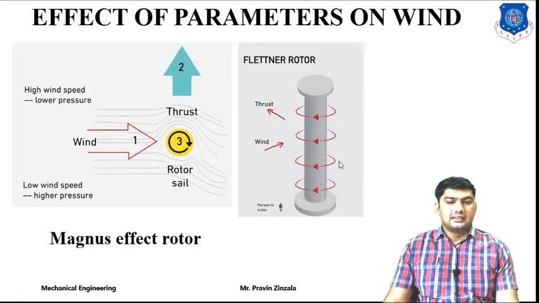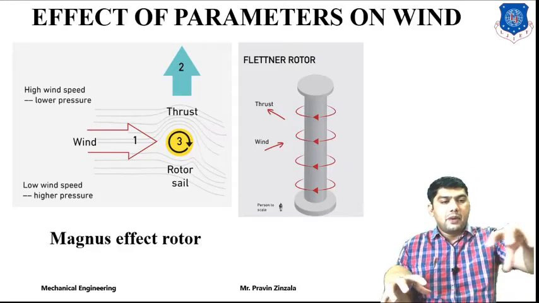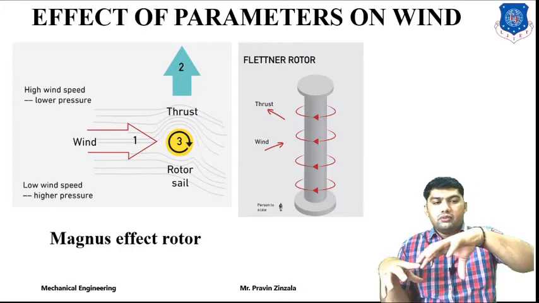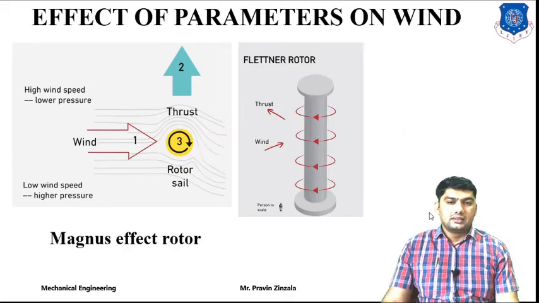Same as this cylinder, whenever air strikes in this direction, it tries to rotate the rotor. So it is called the Magnus effect. Likewise, whenever a cylinder is passed in a circular path, it also tries to rotate. So it is called the Magnus effect.